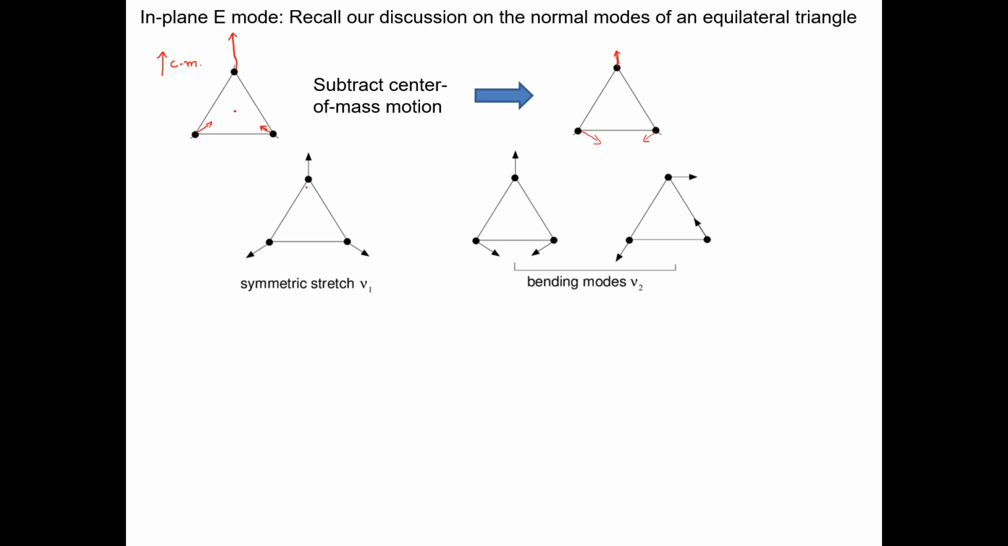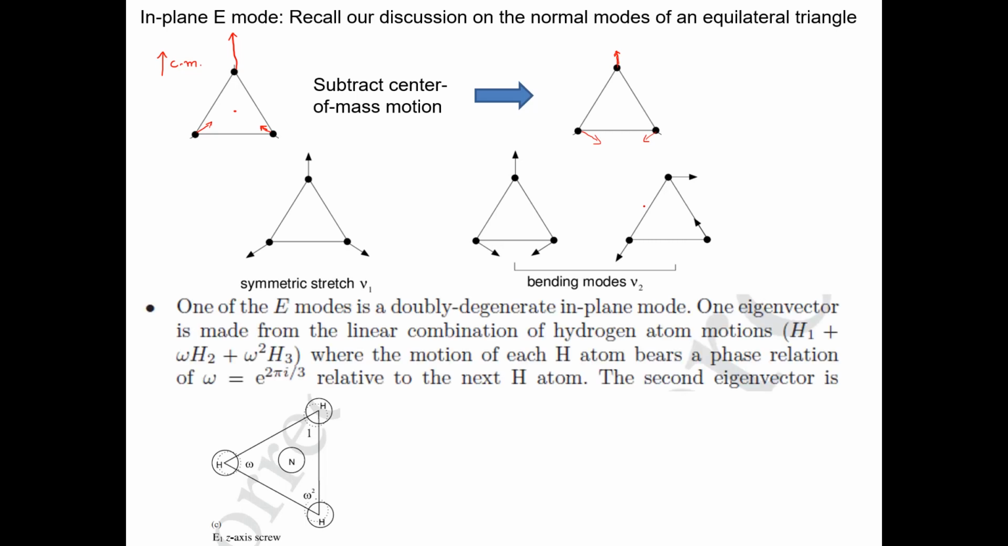This is the symmetric stretch for the triangle. And these are the two bending modes, degenerate bending modes. This guy is just this one, right? And this other guy, you get by doing a 90 degree rotation of each of these arrows here, so you get a mode that is orthogonal to the first one, and it looks like that. Okay. So what I'm doing here is just redoing the discussion I did on the triangle, because this is going to be important now.